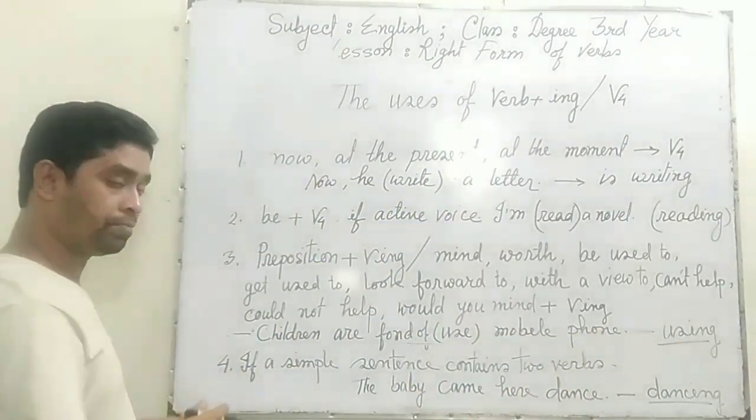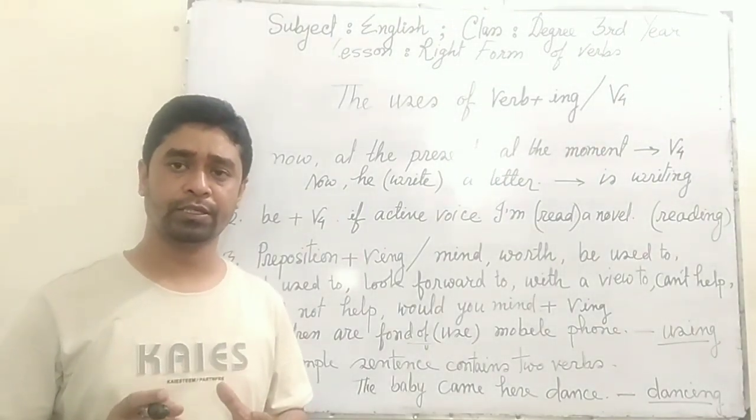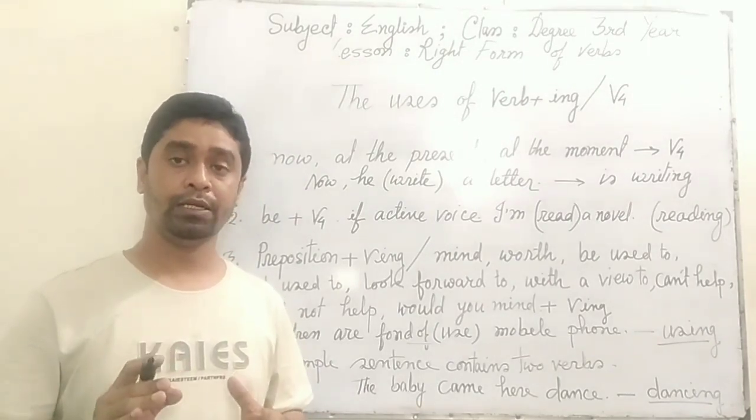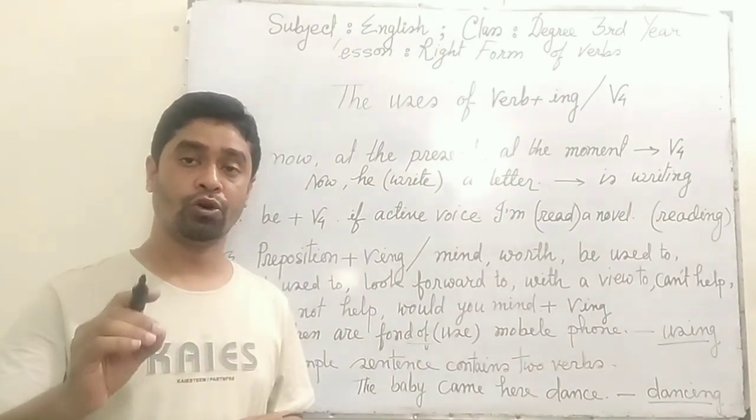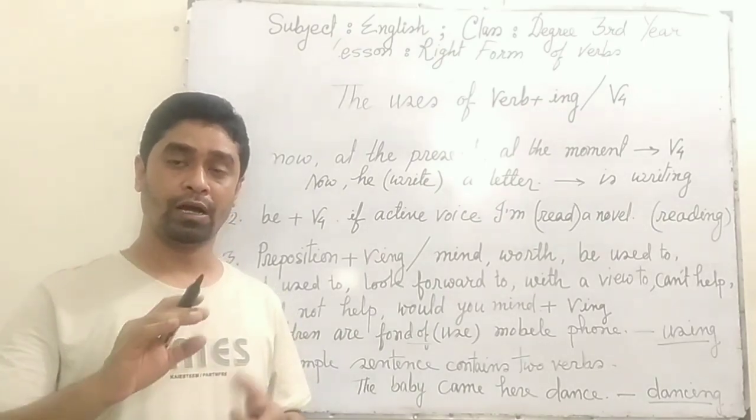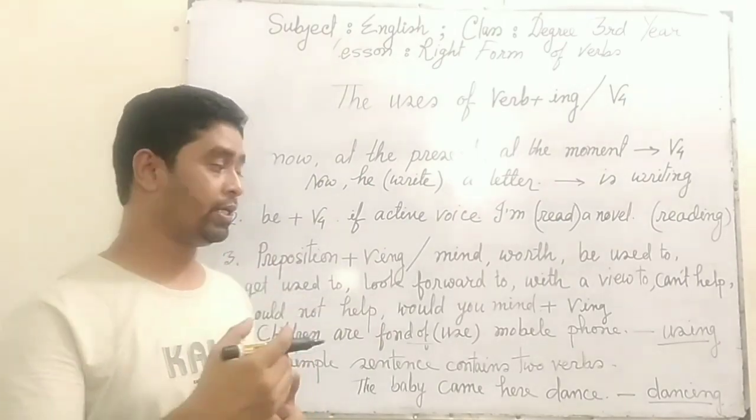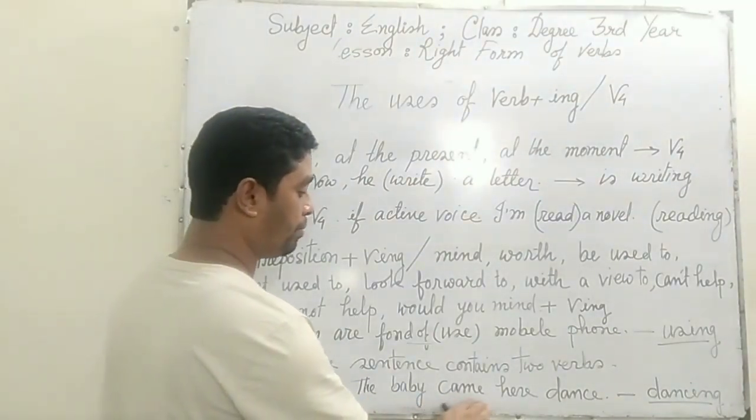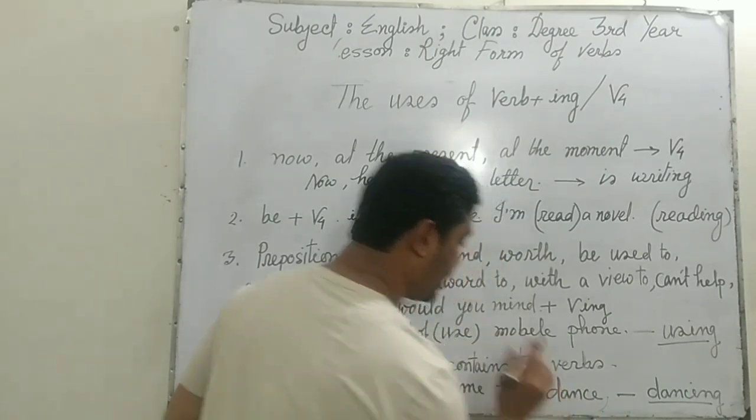Number 4. If a simple sentence contains two verbs, then we have to use ing or to with the second verb. For example, the baby came here dance.